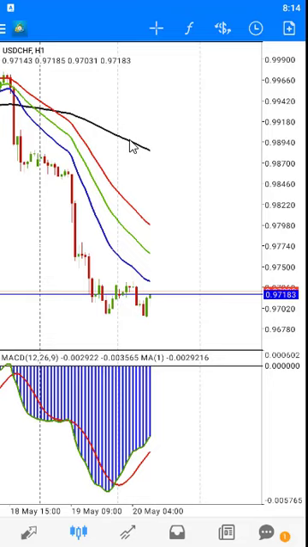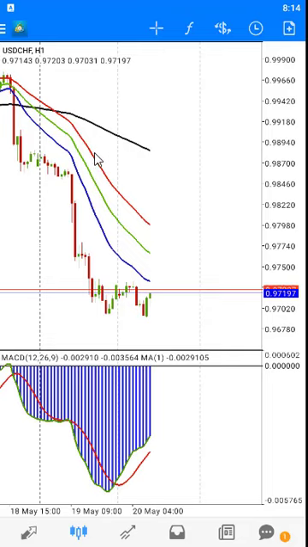So the combination of the slow, the medium and the fast will help you to spot good market opportunities, and also tell you when the trend is about to turn and when the trend is going in a particular direction. All right, so this black one is the 200 period moving average.